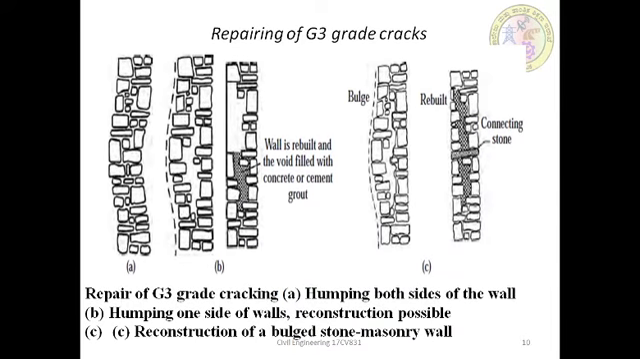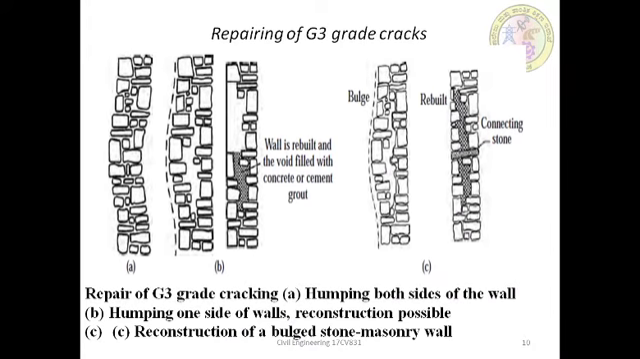Then, repairing of G3 grade cracks. Here the cracks due to loss of connections among multi-width masonry walls may be categorized as G3 grade cracking. Multi-width wall construction is a frequent practice in rural and hilly regions of our Indian country, with stone masonry houses built with poor mortar. Such wall construction is more susceptible to out of plane forces, resulting in collapse of the outer leaf of multiple leaf stone masonry walls.